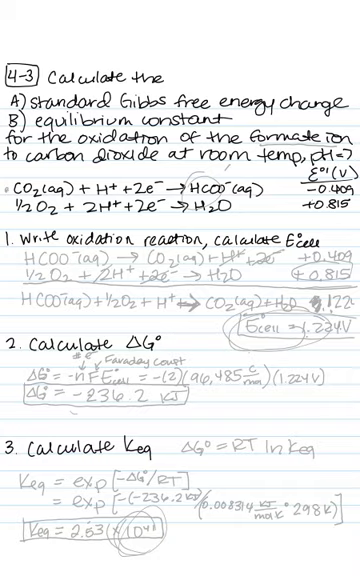Okay, I would like to make a solution for this problem on homework set 4 for anybody who's interested in this that's not taking the course. This is calculating the standard Gibbs free energy change and equilibrium constant for a redox reaction. Specifically, we're interested in the oxidation of the formate ion to carbon dioxide at room temperature and pH 7.